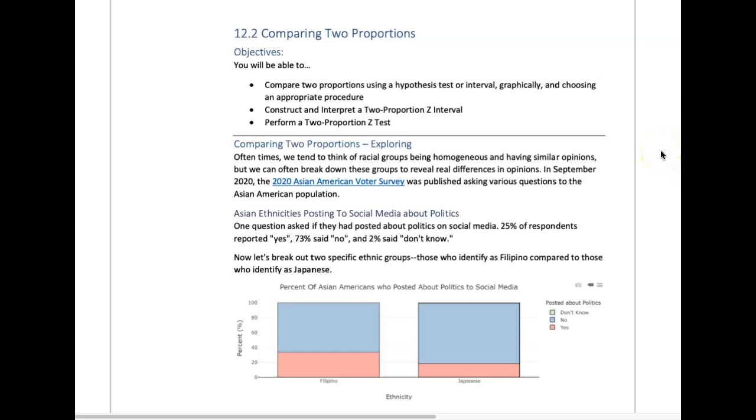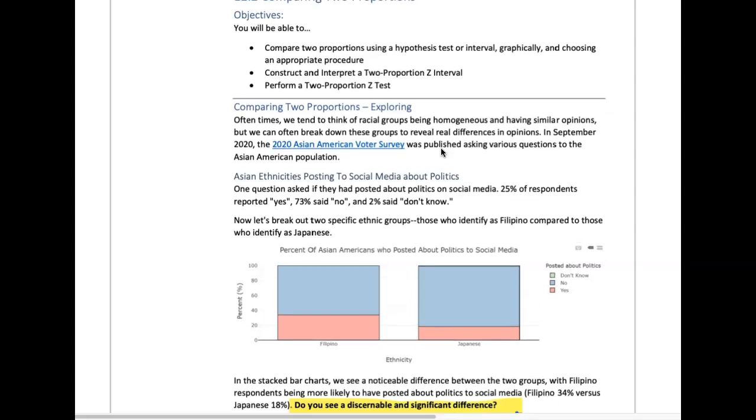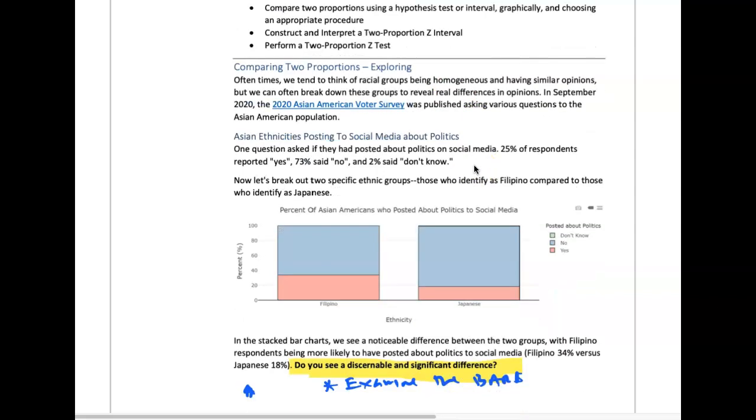Let's go ahead and take a look at what it looks like to compare two proportions, right? We have sample proportions. We're going to do what's called a two proportion Z interval or Z test, depending upon the type of question we want to answer.